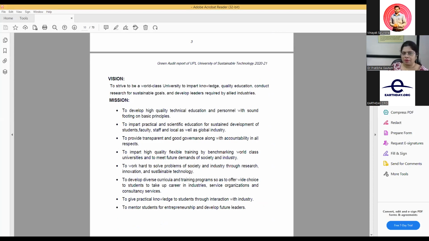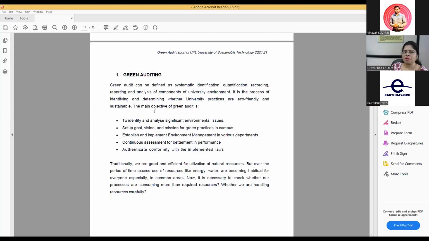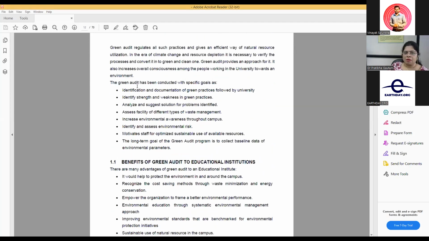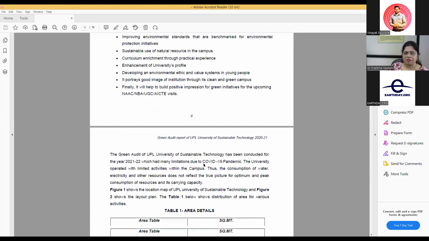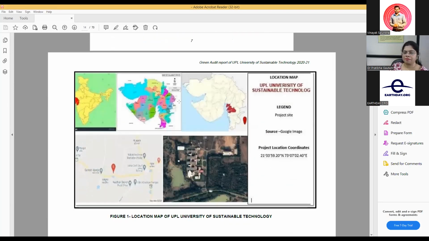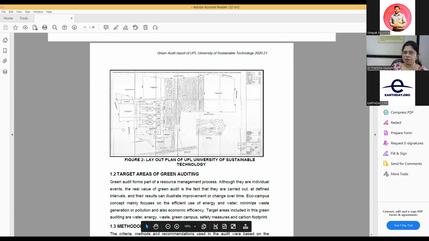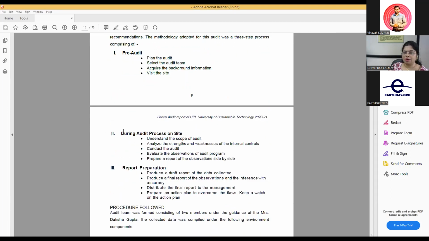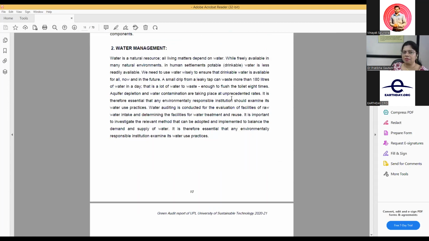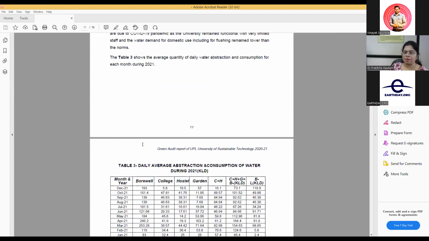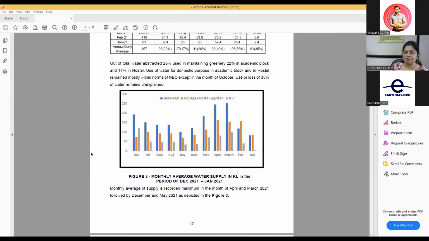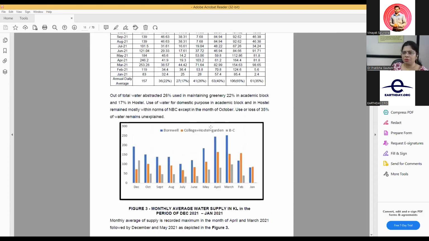So now we are talking about the summary. It has an introduction about the university, the vision, the missions, then the green audit objectives, the goals, benefits, area details, the layout or location map of the university, then activities, methodology, pre-audit, during audit, how the report is prepared, and then water management, freshwater requirements, daily average abstraction of water from the groundwater, with graphs, because from the numbers alone you don't get the information.